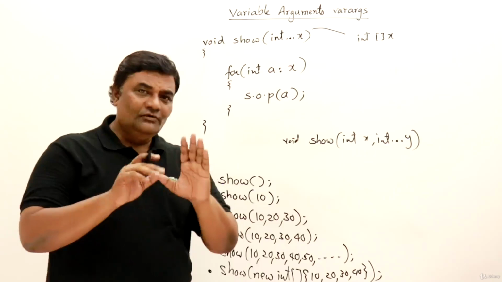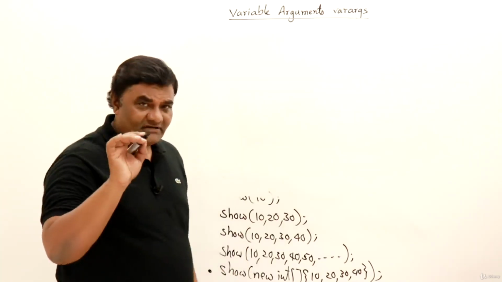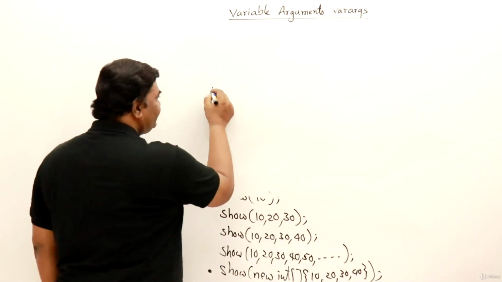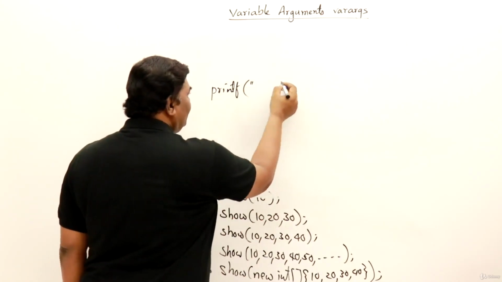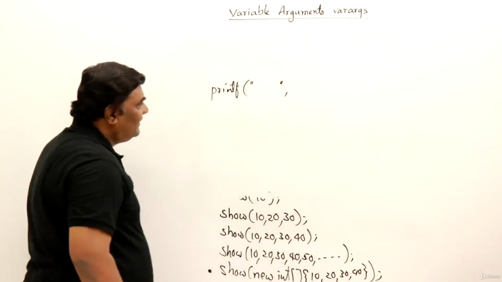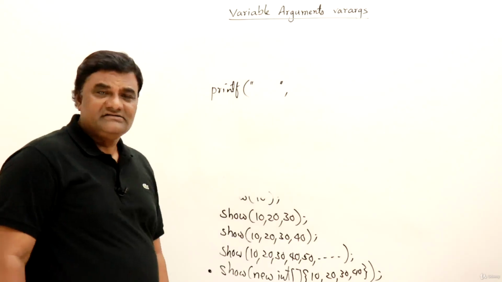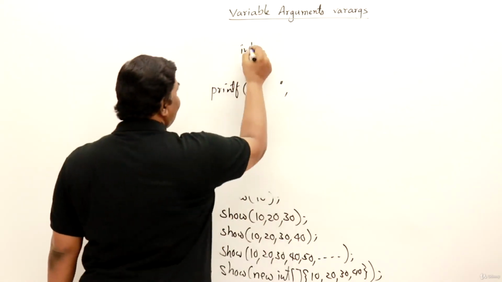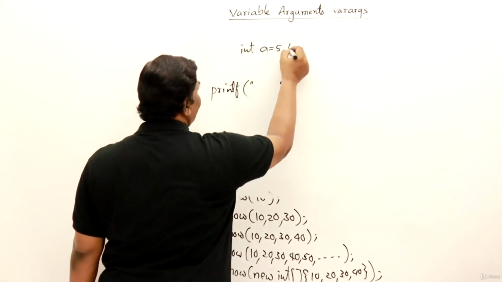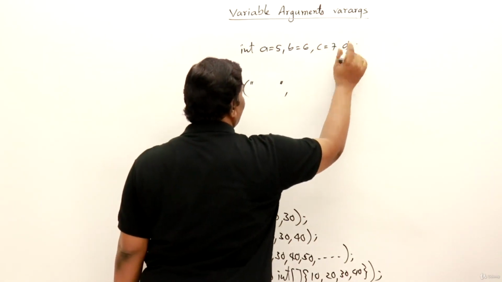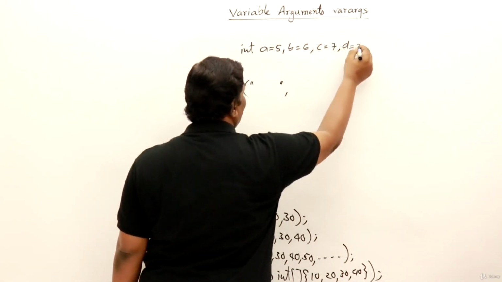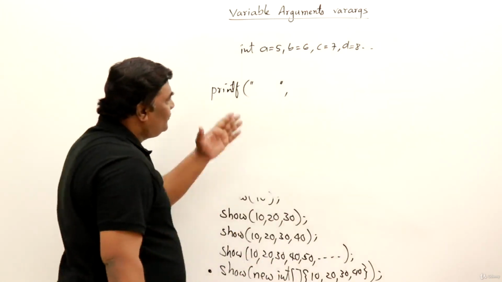Now I'll explain something more about this one. See, if you have learned C language, you might have used this function, that is printf. Here we give something in a string. How many arguments can you pass? Suppose I have some values. Integer a assign 5, b assign 6 and c assign 7, d assign 8. Suppose I have some variables, or I may be having many variables. I want to print them.